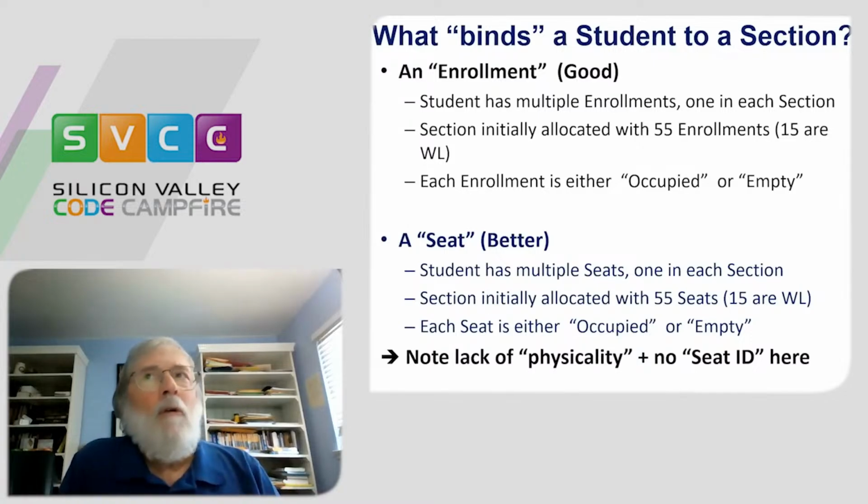The registrar knows what a seat is. A student has multiple seats, one in each section. A section is allocated with room for 55 seats, some of which can be occupied, some of which are empty.